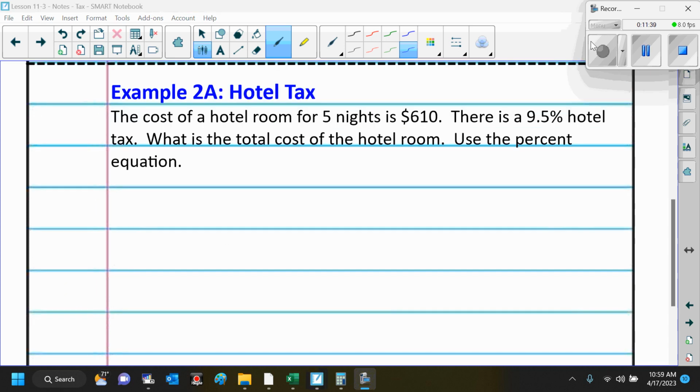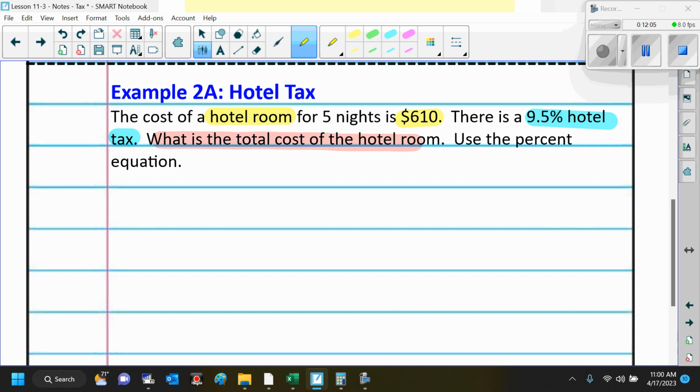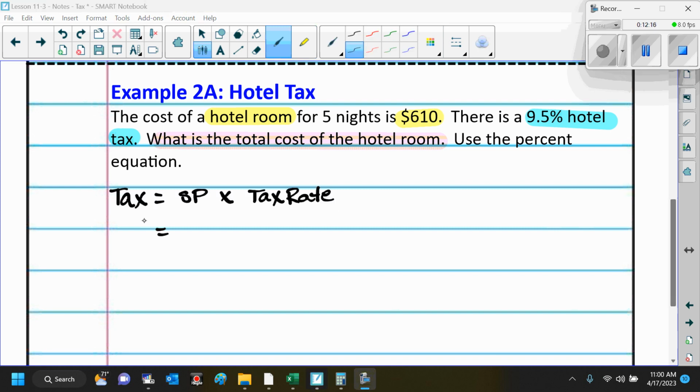All right, so example 2A is hotel tax. Now, it says the cost of a hotel room for 5 nights is $610. You guys make sure you're writing down your important information. The hotel room costs $610. There is a 9.5% hotel tax, okay? And we want to know what is the total cost of the hotel room. And here it's telling us to use the percent equation. Okay, so this time we're going to use the equation. Okay? So here's our formula.